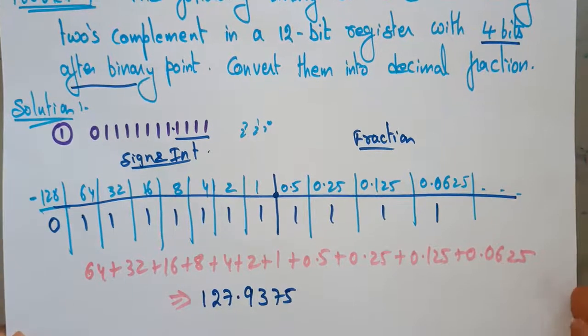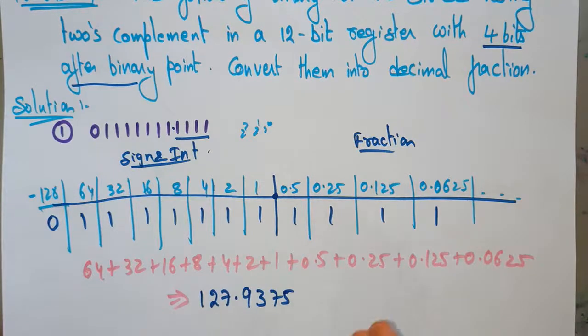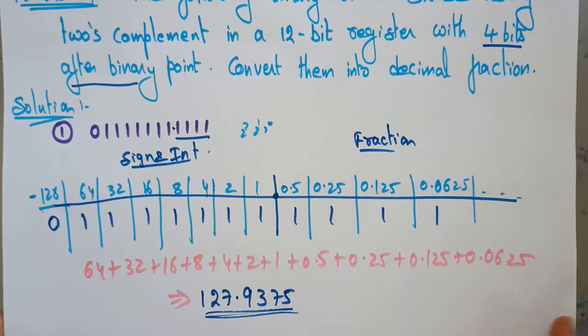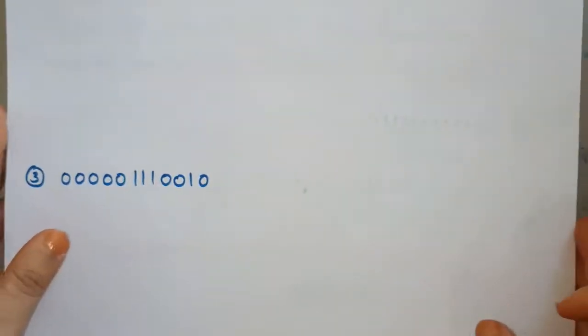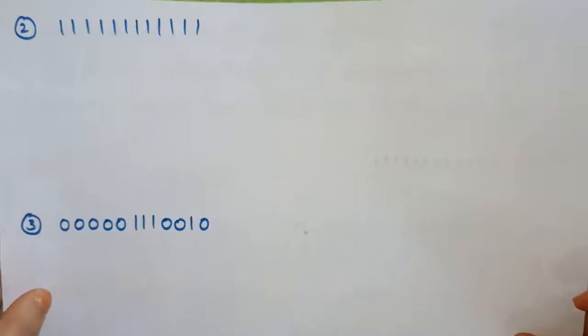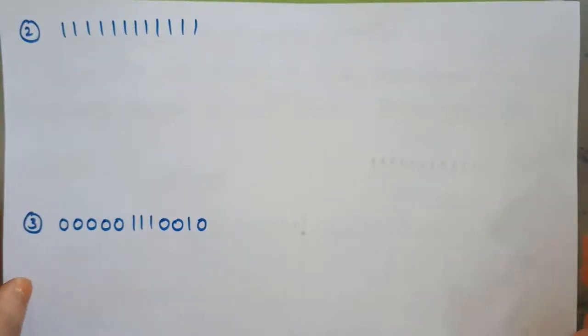Okay, so this is the way we need to calculate. If the binary number is given, we need to convert it into a decimal fraction. So did you get the decimal fraction or not? Okay, let's work with some more examples. Then you'll get confidence on how to convert a given binary number into a decimal fraction.